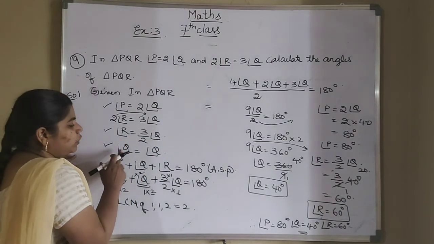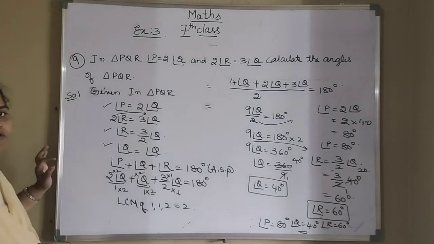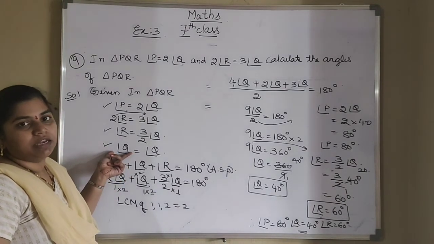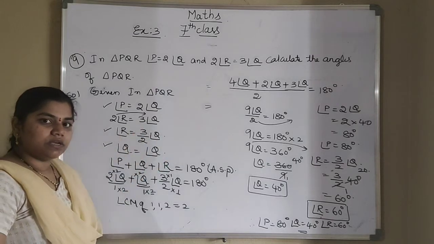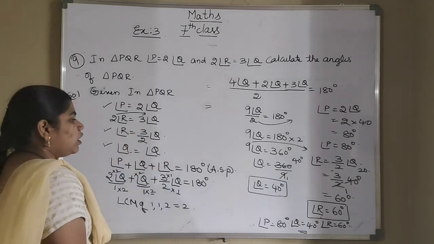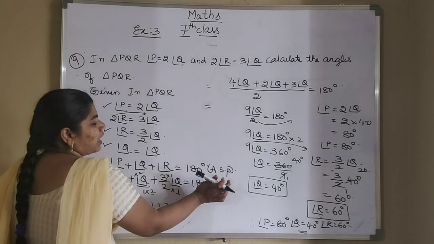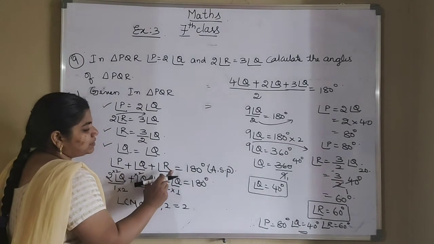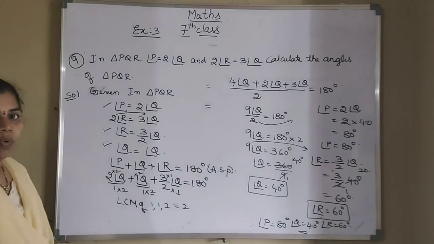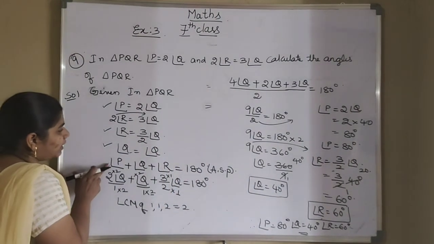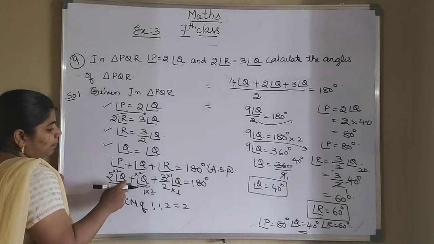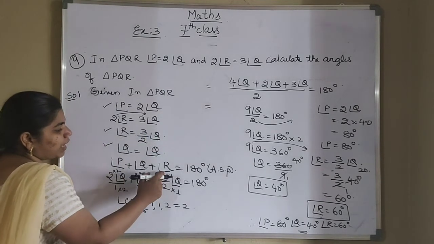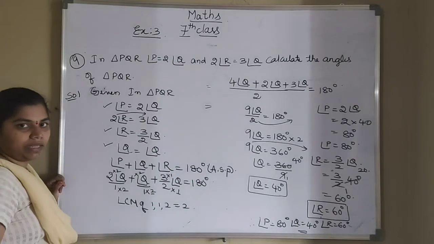Now angle Q is equal to angle Q itself, because they didn't mention anything about angle Q. So I am taking angle Q is equal to angle Q. So now by using the angle sum property, angle P plus angle Q plus angle R will be equal to 180 degrees. Now what is angle P? 2 angle Q plus angle Q plus angle R, how much is it? 3 by 2 angle Q is equal to 180.